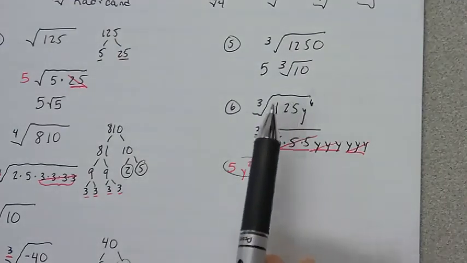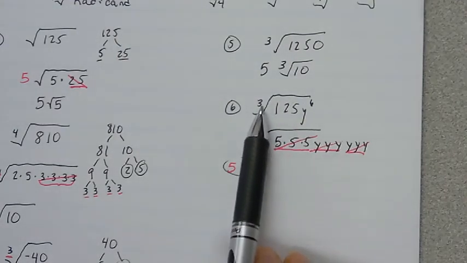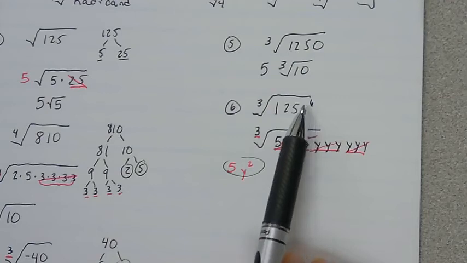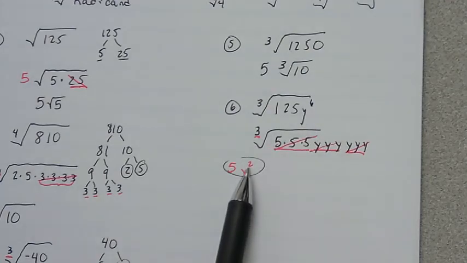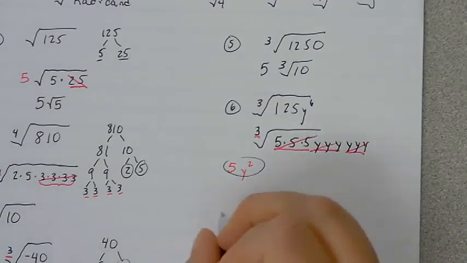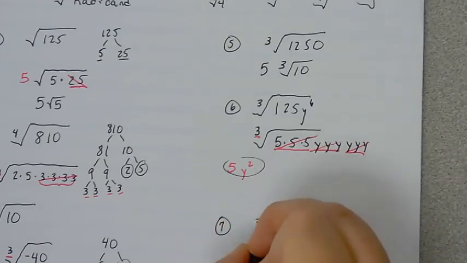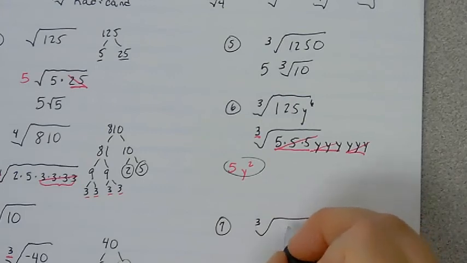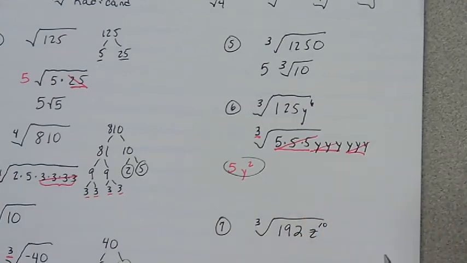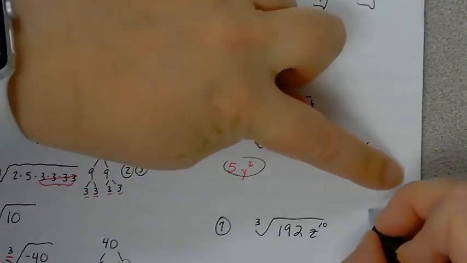So some of you probably kind of see a shortcut. How many times does a cube fit into y to the 6th? 2 times. Here's the next example of that. The cube root of 192z to the 10th. So let's think about 192.